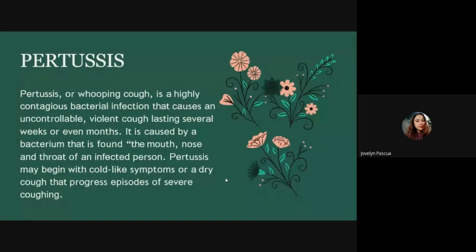Pertussis, or whooping cough, is a highly contagious bacterial infection that causes an uncontrollable violent cough lasting several weeks or even months. Pertussis is a respiratory illness and whooping cough which often makes it hard to breathe and is also a serious lung infection. It is caused by a bacterium that is found in the mouth, nose, and throat of an infected person. This bacterium is called Bordetella pertussis. This bacteria attaches to the cilia, the tiny hair-like extensions that line part of our upper respiratory system. Pertussis may begin with cold-like symptoms or a dry cough that progresses to episodes of severe coughing.